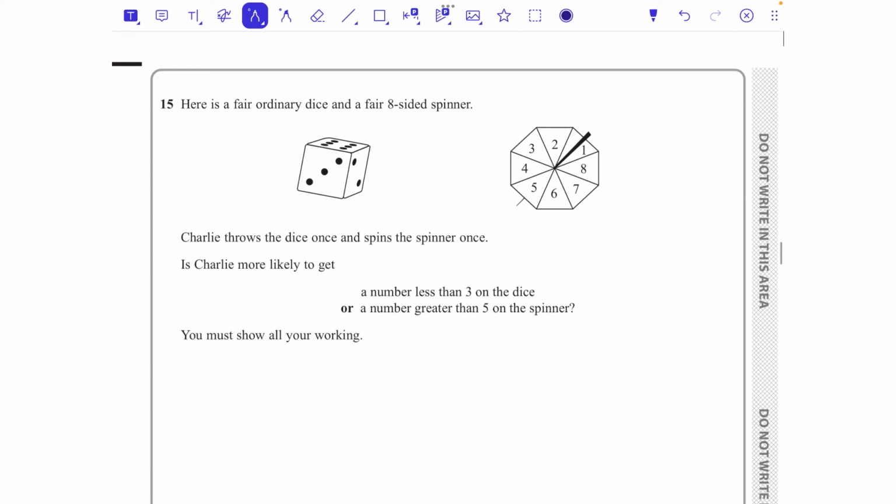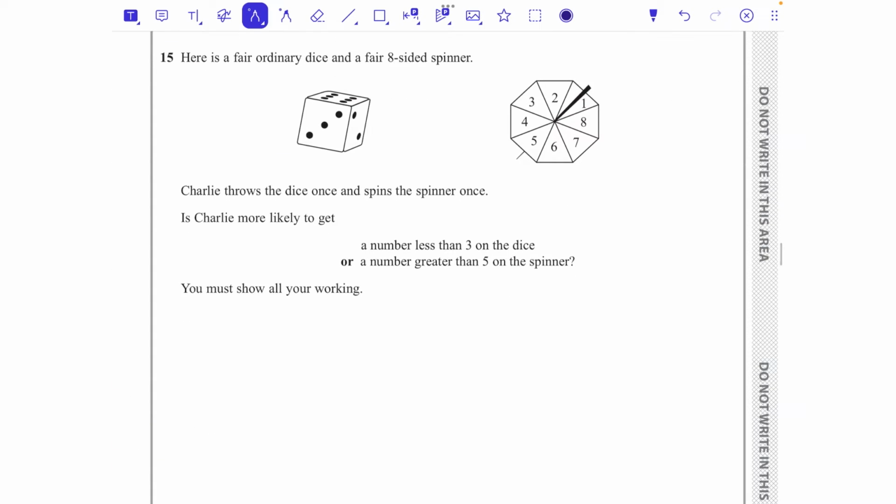Okay, question number 15. Here is a fair ordinary dice and a fair 8-sided spinner. Charlie throws the dice once and spins the spinner once. Is Charlie more likely to get a number less than 3 on the dice or a number greater than 5 on the spinner? You must show all your workings. So let's work out the probability of each.